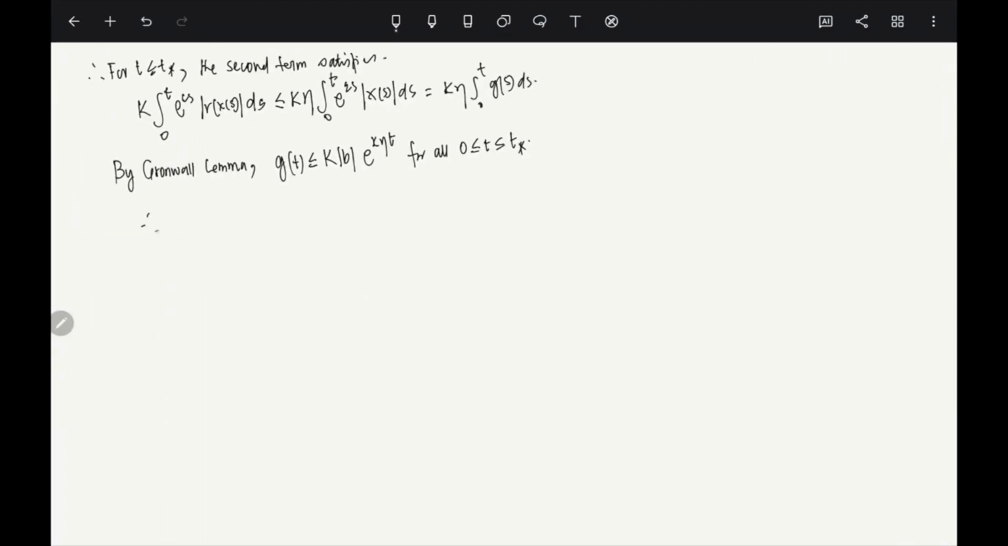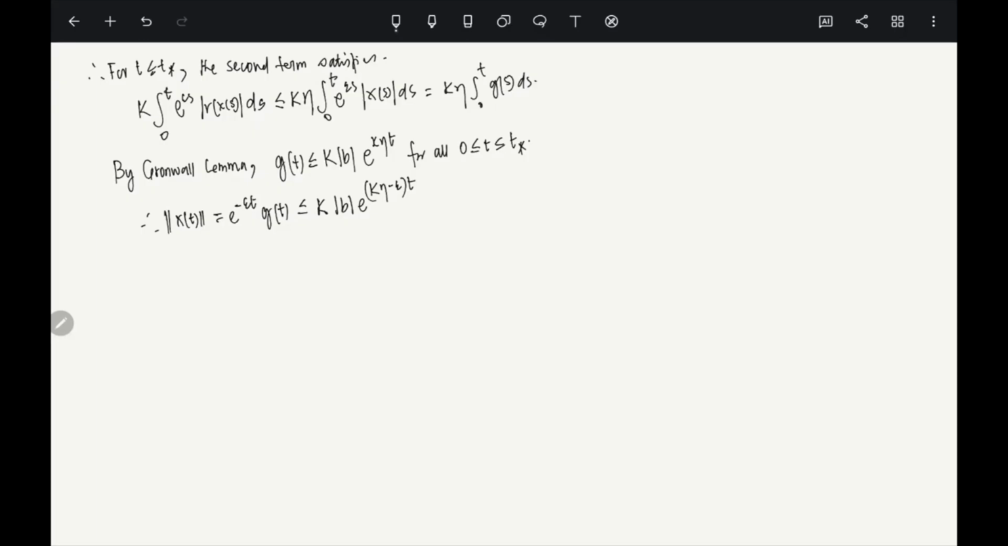So, therefore, what you have is the norm of x of t. In this case, it is e power minus epsilon t times g of t. Now, if we put everything together, it is less than or equal to k times mod b e power (k eta minus epsilon) t. That's what we have.